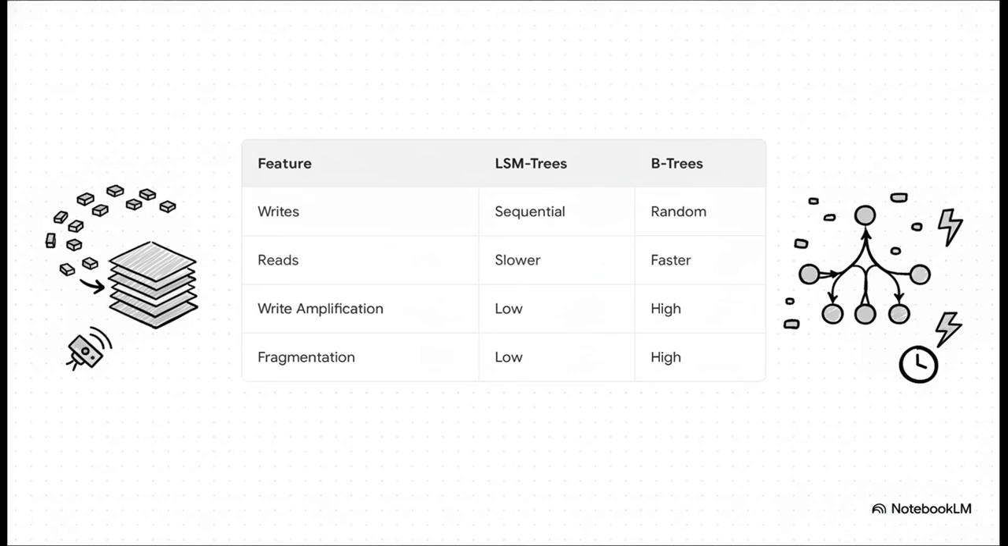When comparing the two, it really comes down to throughput. If your app has an absolute avalanche of incoming writes, like a system recording sensor data every second, LSM trees are your best friend. They turn random writes into sequential writes, which hardware loves, handling massive throughput. But if you need highly predictable and blazing fast read queries without the unpredictable overhead of background compaction eating up your disk bandwidth, the classic B tree is usually your winner.